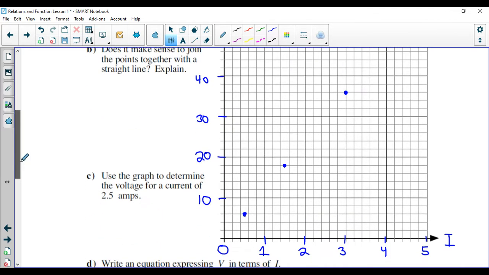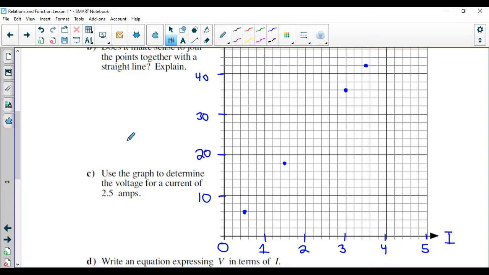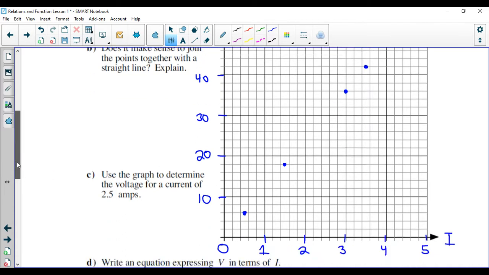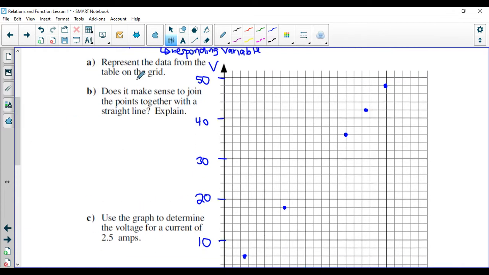And then we've got 3.5 and 42. So 3.5 is halfway between 3 and 4. Go all the way up to 42, which would be located right here. And then we've got 4 and 48. So 4 is here, all the way up to 48. And then this would be located at this position. Okay, so that's part A. We scaled the graph, we wrote down the variables for the axes, and then we plotted the points.